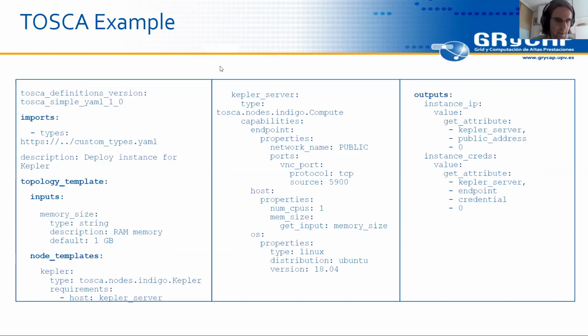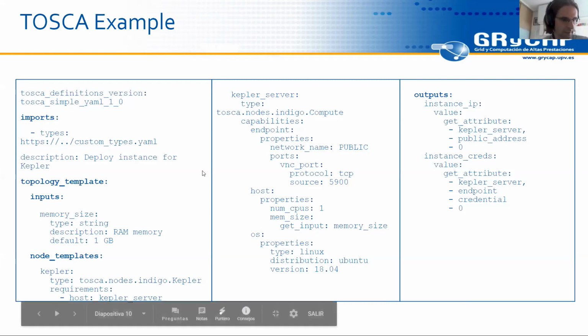Here you can see how a simple TOSCA document works. First, we have an import line where we can define a set of custom types, because TOSCA defines a set of, let's say, base normative types that you can extend, adding new types that can enhance the language in order to create new documents. Then we have the topology template.